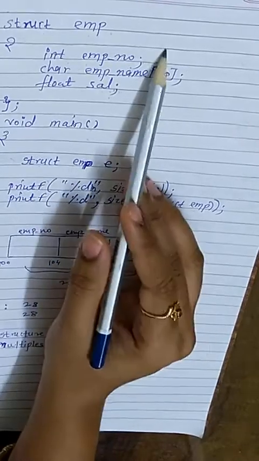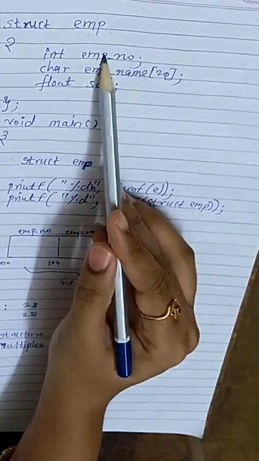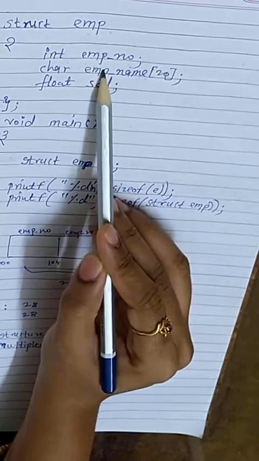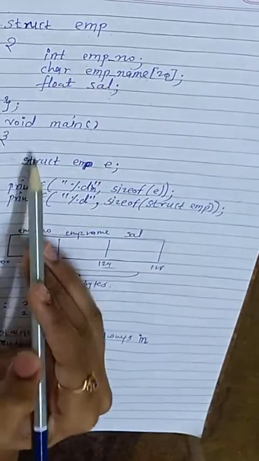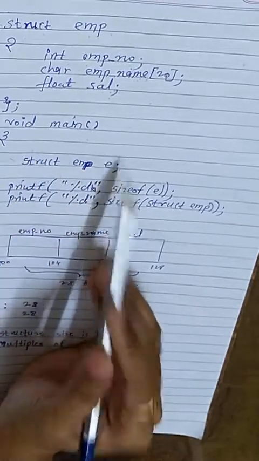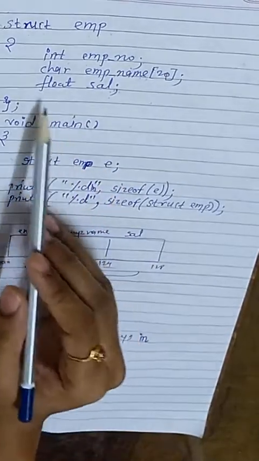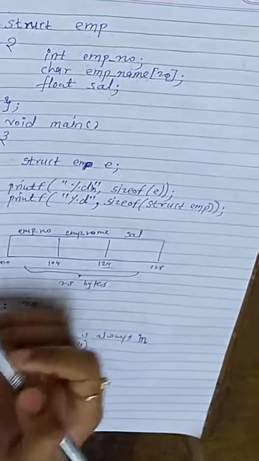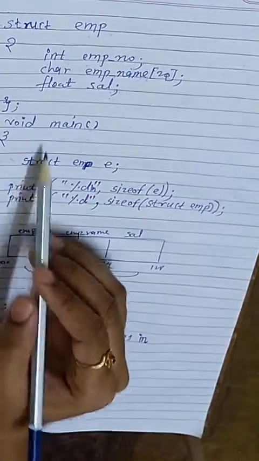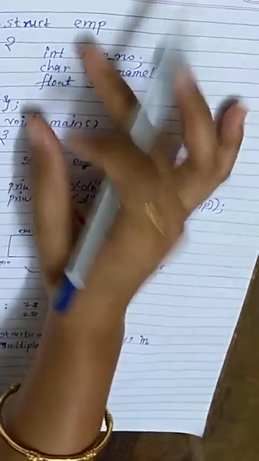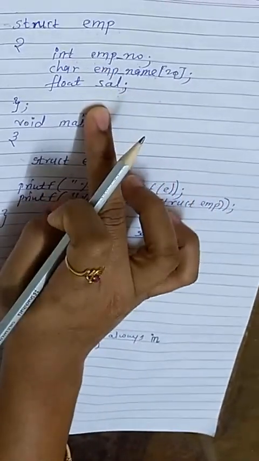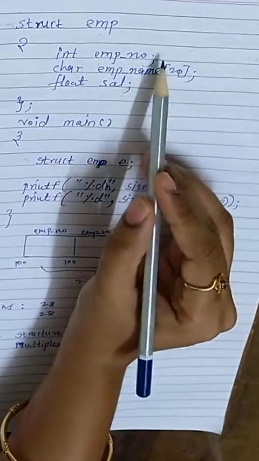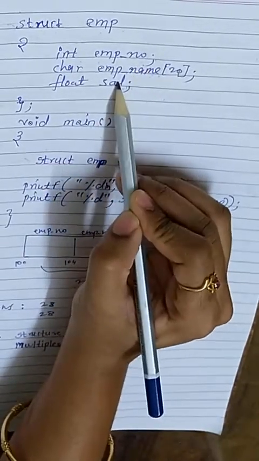Always remember, if you write a structure outside of the main, then it is called a global structure, and if you write the structure inside the main, it is called a local structure. Okay, so now the structure is written outside of the main, that is a global structure. The structure is declared here. We will create the structure variable to allocate the memory for these three variables. Then only we can store values into these structure variables.